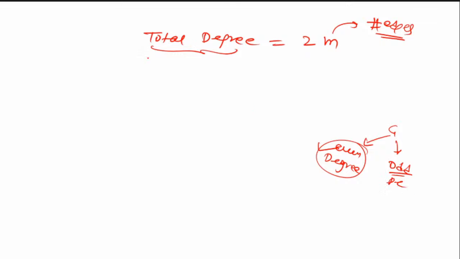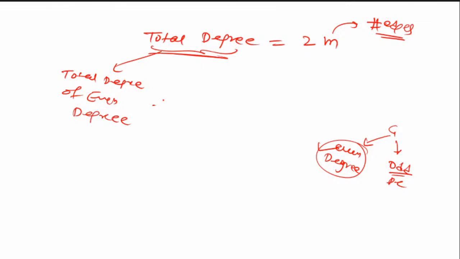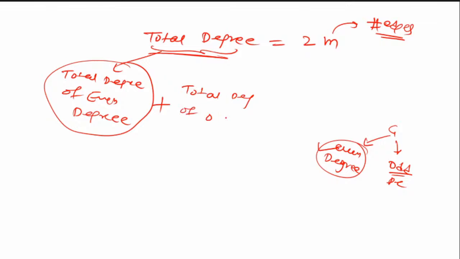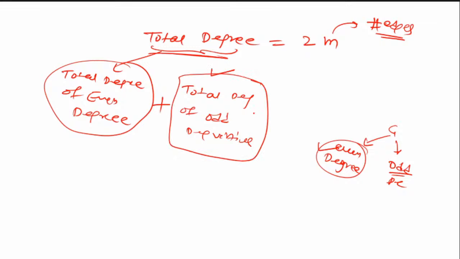So you can divide the total degree like this: the total degree of even degree vertices, meaning you take all the even degree vertices and add their degrees, and the total degree of odd degree vertices, meaning you take all the odd degree vertices and add their degrees. Now, this is equal to twice the number of edges.